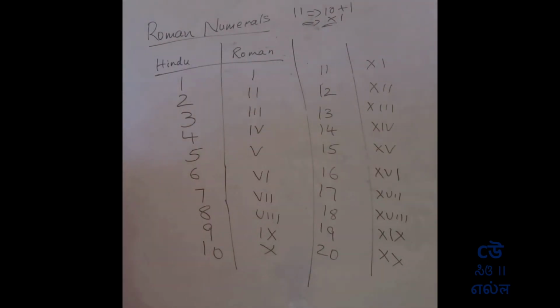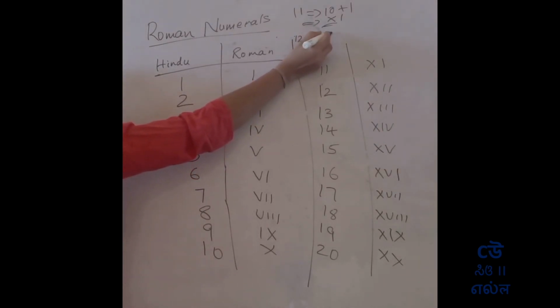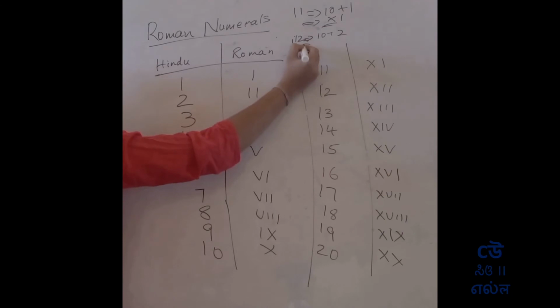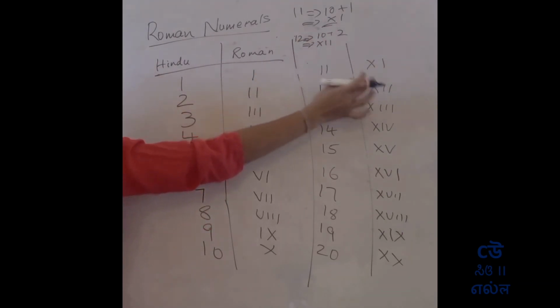So I have written X1. Next, 12, how will you represent? 12 is 10 plus 2. So 10 is X, and 2 is how much? Like this. So I have written X11.